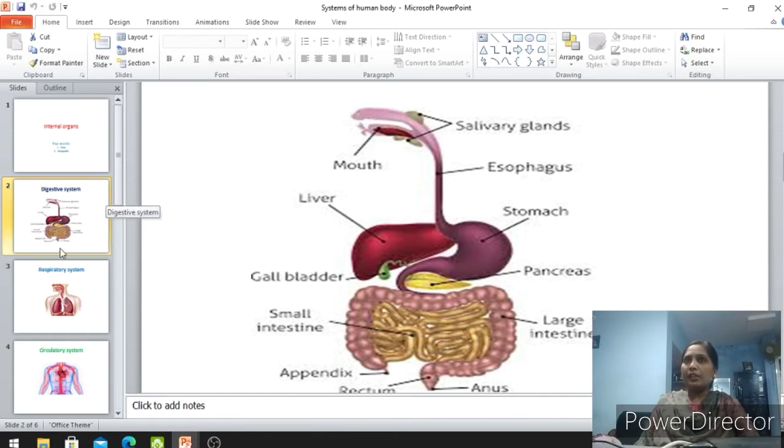Now we will see what internal organs are associated with the digestive system. So in the digestive system, the stomach is the internal organ which is helping for the digestion of food, along with other organs working with the stomach.